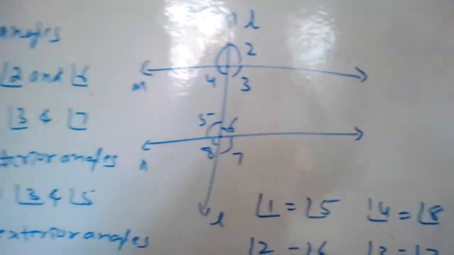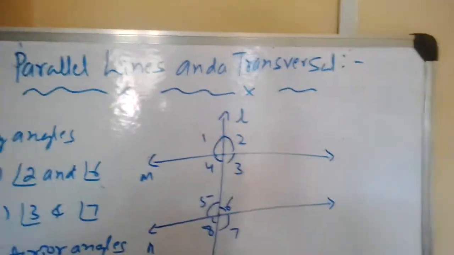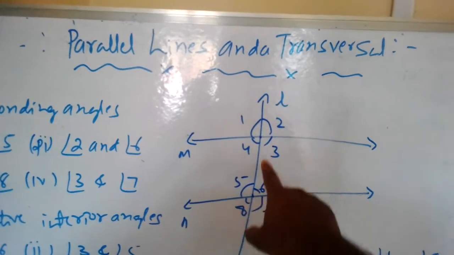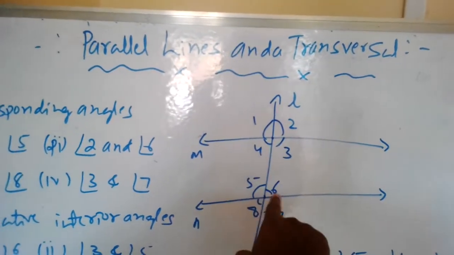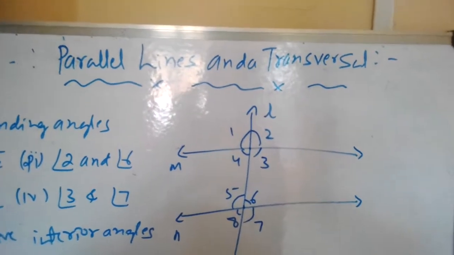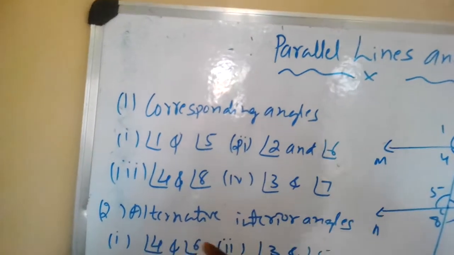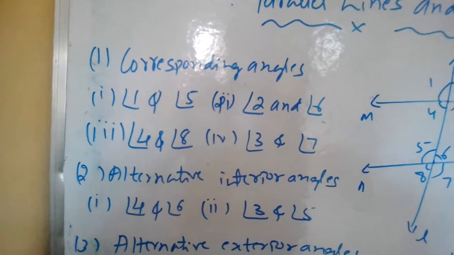Clear? When any line intersects parallel lines at distinct points, it forms 8 angles: 1, 2, 3, 4, 5, 6, 7, 8. These angles are named as corresponding angles. Further, they are named as alternate interior angles and alternate exterior angles. Clear?